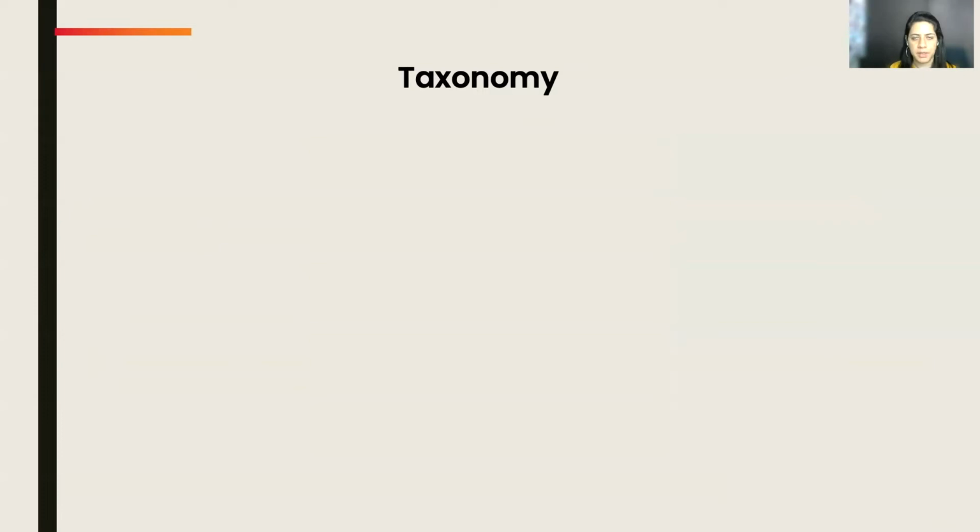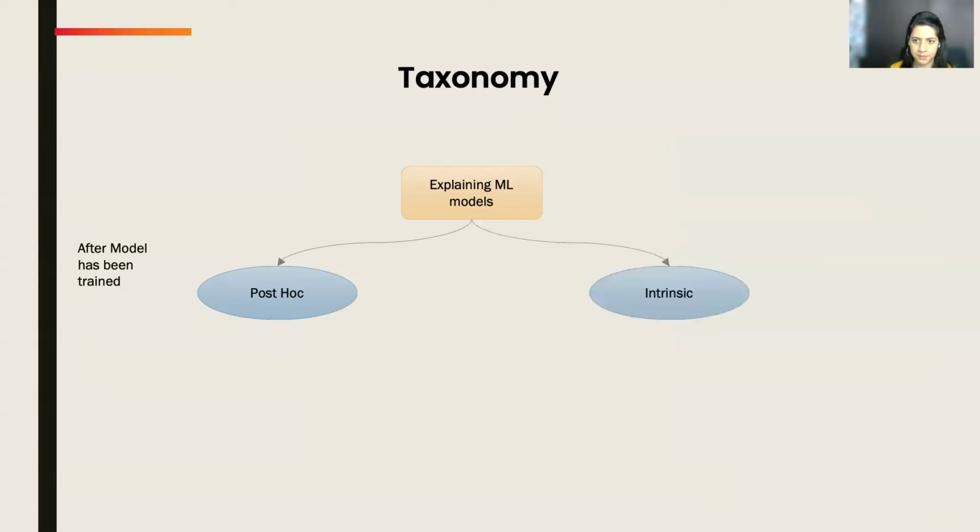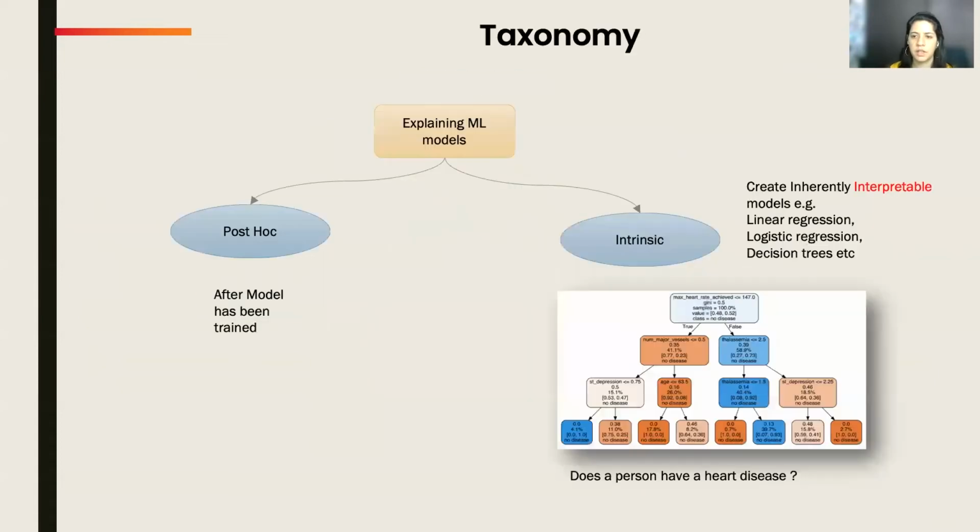Now let's start with the taxonomy, or some of the terms that you'll come across very often. What are the different ways in which you can explain the models? Either you could explain in a post hoc manner. Post hoc, as you can understand from the name itself, means after the model has been trained, then you explain the model. Intrinsic, on the other hand, means you create models which are inherently explainable. If you talk about linear regression, logistic regression, decision trees, these models don't need any other explanations. They are themselves explanatory. If you see a decision tree, and the tree isn't too big, you can understand why we arrived at this decision.